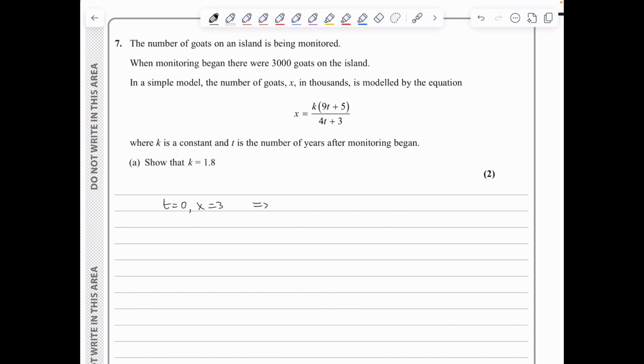This means I can substitute to get 3 is equal to k times 9 times 0 plus 5 over 4 times 0 plus 3. This leads to 3 is equal to 5k over 3. If I cross multiply, I get that 9 is equal to 5k. And if I divide both sides by 5, I get 1.8 is equal to k as required.